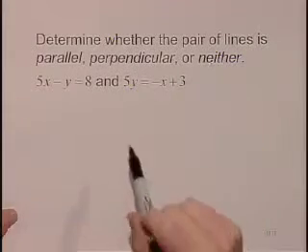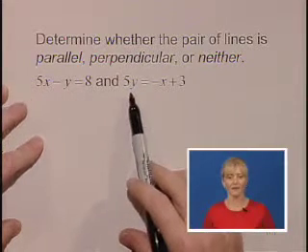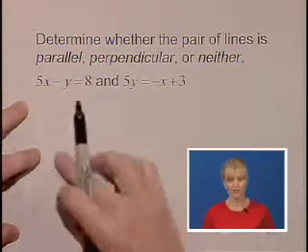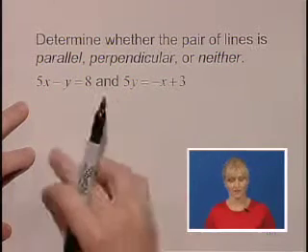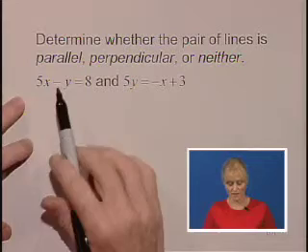Let's determine whether the pair of lines is parallel, perpendicular, or neither. 5x minus y equals 8, and 5y equals negative x plus 3. So a good strategy would be to get both of these lines into the slope-intercept form, which means we need to isolate y on one side of the equation.